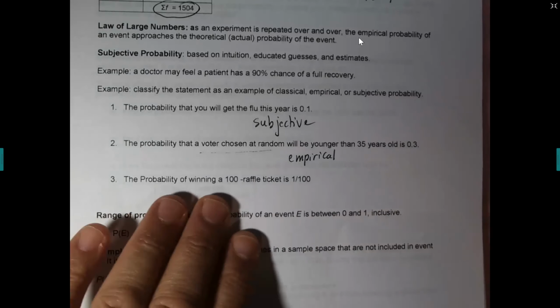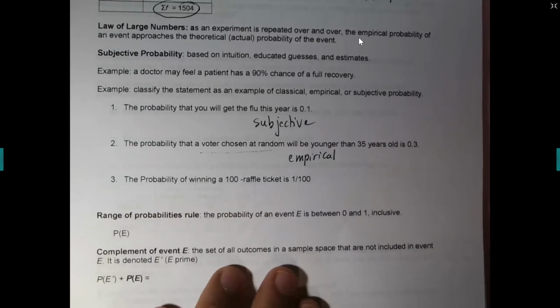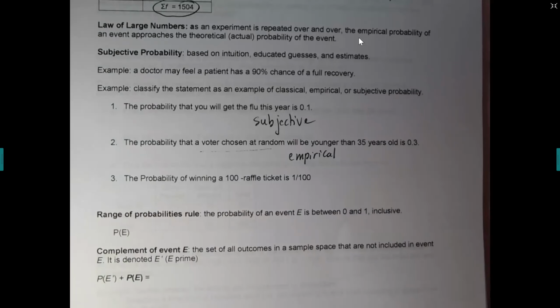The probability of winning with 100 raffle tickets is 1 out of 100. So you have 100 tickets and one of them is winning, guys. That is a classical definition because it's 1 ticket in the favorable outcomes and 100 at the bottom in the denominator. So that will be classical.